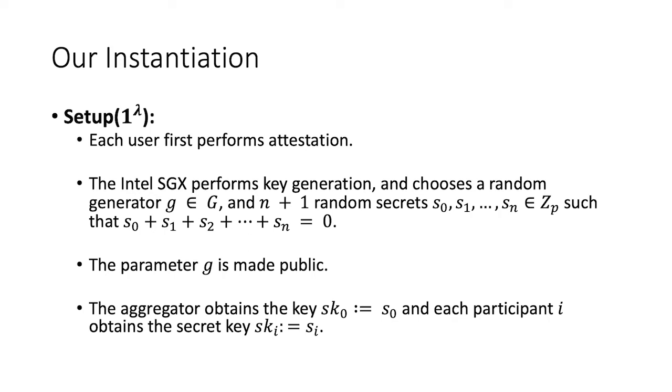First, every user will perform that attestation process we described earlier to make sure SGX is working properly. After this is done, the Intel SGX will perform all of the key generation in a secure manner after choosing a secure random generator of a group G and creating n+1 random secrets, such that if you add all the secrets up, they sum to 0. Once this is done, the generator G is made public, and the aggregator obtains their own personal key, which we denote sk_0, and each participant i is sent their own individual secret key, which we denote sk_i.